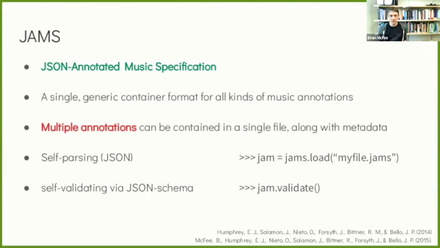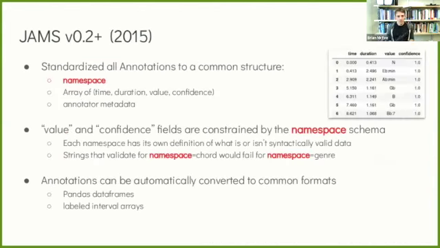So this was developed in 2014. I swooped in a year later and made some changes to it. The main ones I'll talk about are standardizing annotations to a common structure. We just categorically decided that all annotations will be some metadata and an array of tuples that all have the same pattern of time, duration, value, and confidence. The idea here is that most of the things we care about in music are labeled intervals, and that interval could span the entire track, or it could be of duration 0, in which case it corresponds to a single event, like an onset or a beat. But this time duration structure lets you capture that.